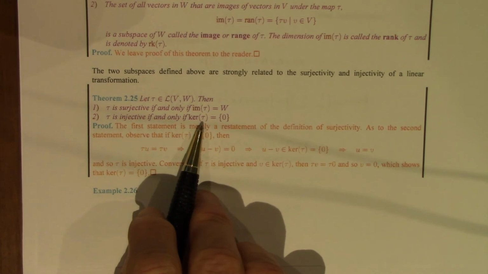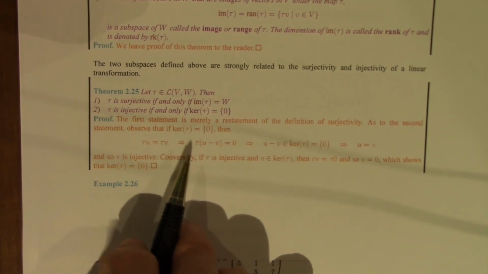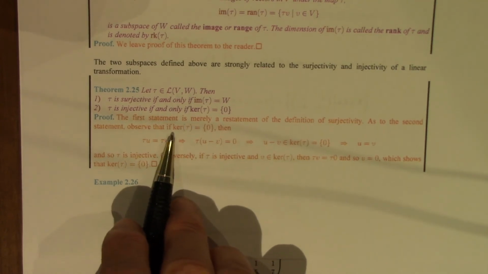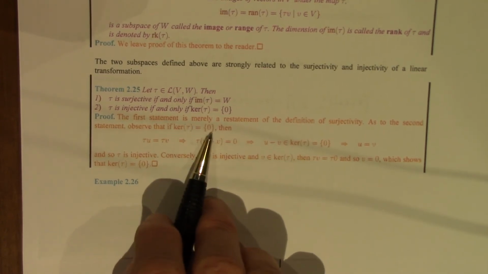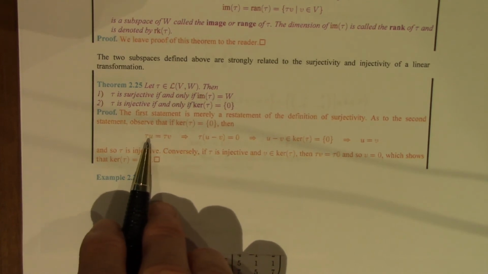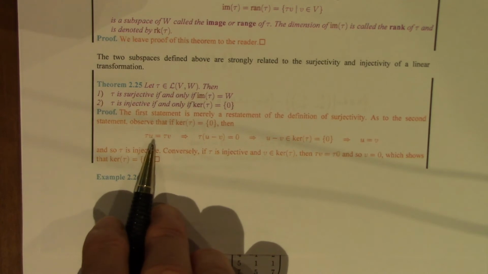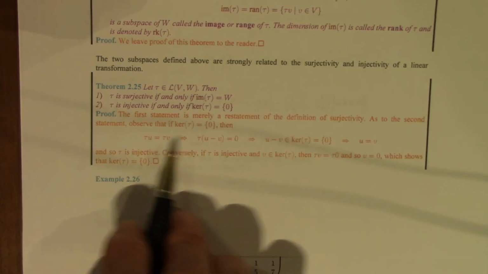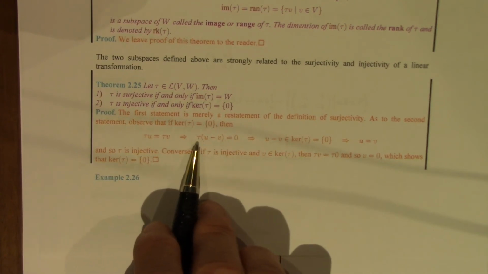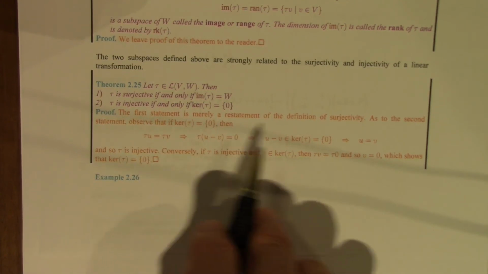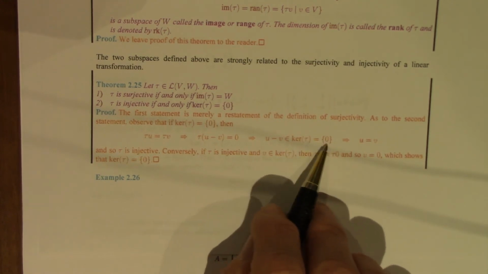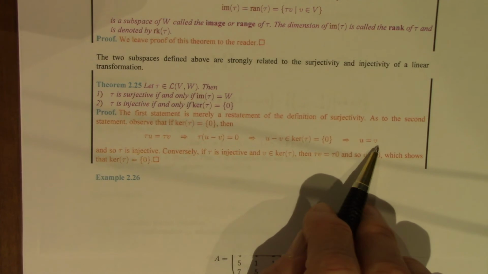As to the proof of part 2, if the kernel of tau is trivial, then to check for injectivity, we set tau u equal to tau v. We have to show u equals v. Well, by linearity, we can write this as tau of u minus v is 0, or u minus v is in the kernel of tau, which is trivial, and therefore u equals v.